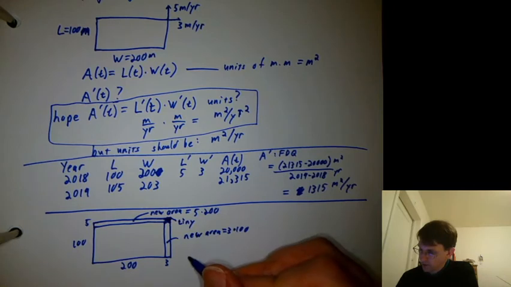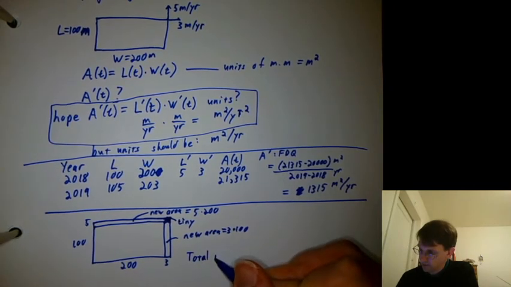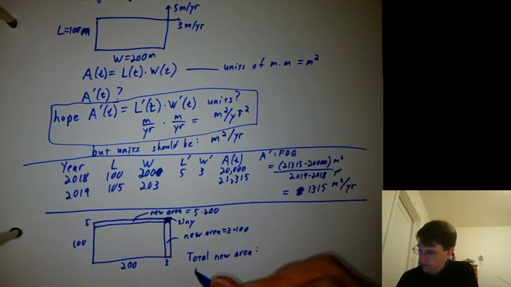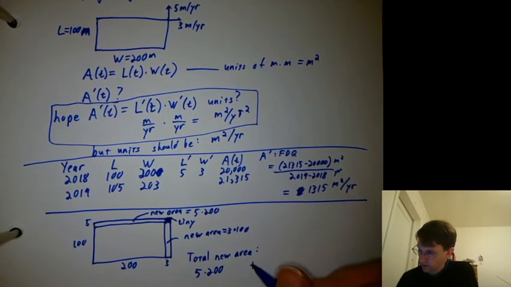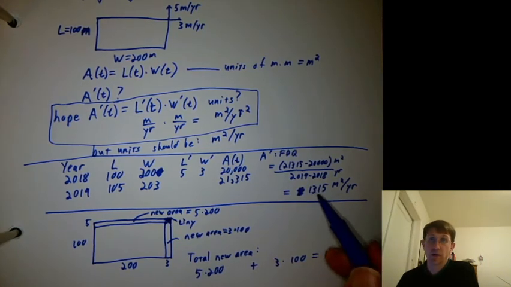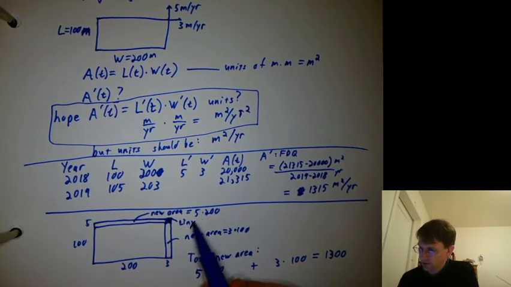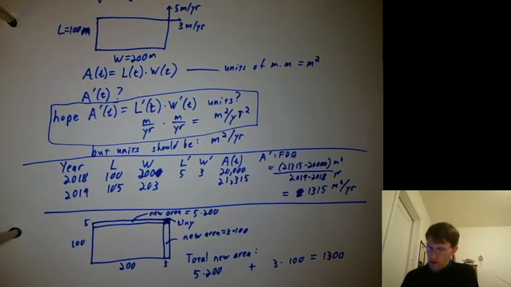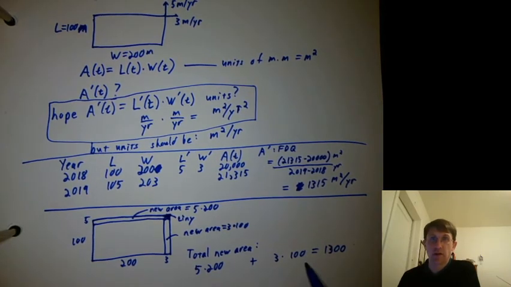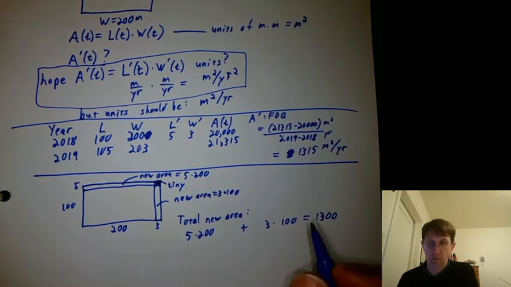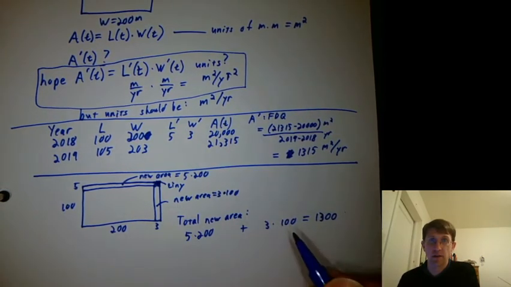So what's my new total area? You could say it's 5 times 200 plus 3 times 100. And if you do that multiplication, you get 1300, which is pretty darn close to 1315. You might notice that this tiny area is 3 times 5, which gives you the 15, but we're going to ignore that for now. Let's think about what these numbers come from. The 5, the 200, the 3, the 100. Where else have I seen those numbers? Look somewhere on the page.